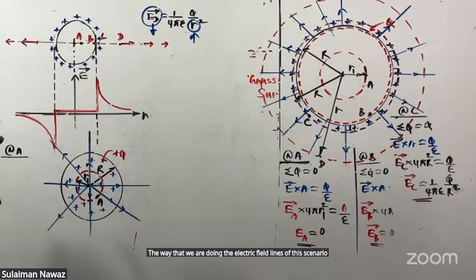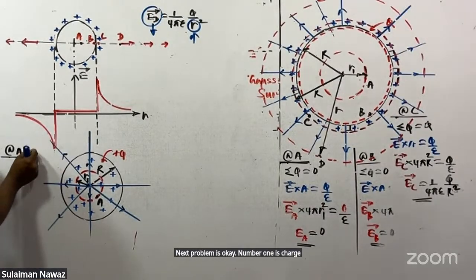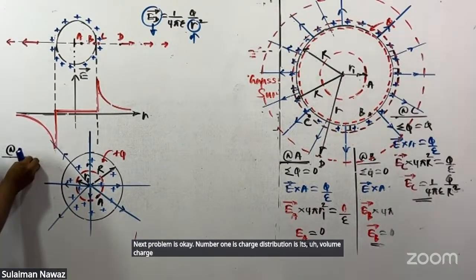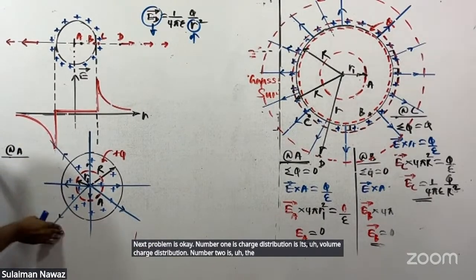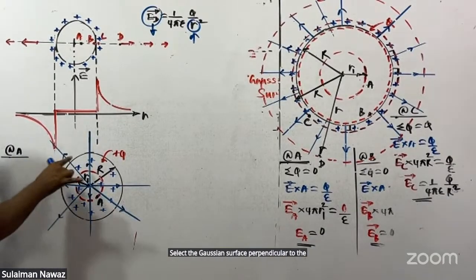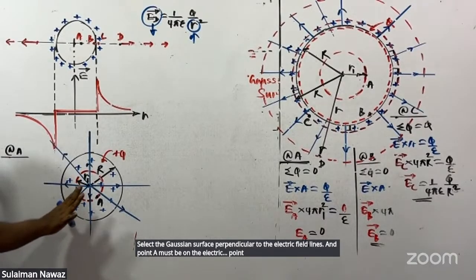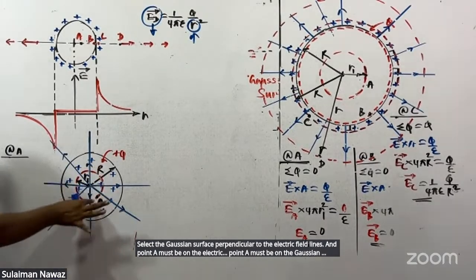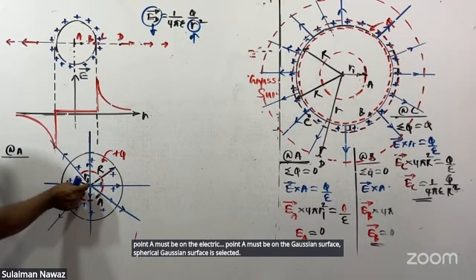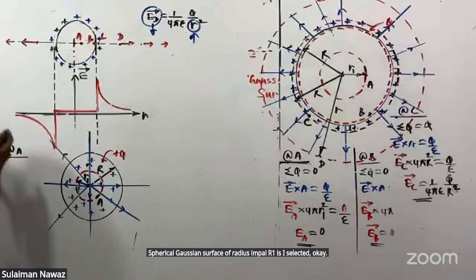Step one: it's a volume charge distribution. Step two: the electric field line distribution is okay. Step three: select a Gaussian surface perpendicular to the electric field lines, with point A on the Gaussian surface. A spherical Gaussian surface of radius simple R1 is selected. Okay, fourth step.